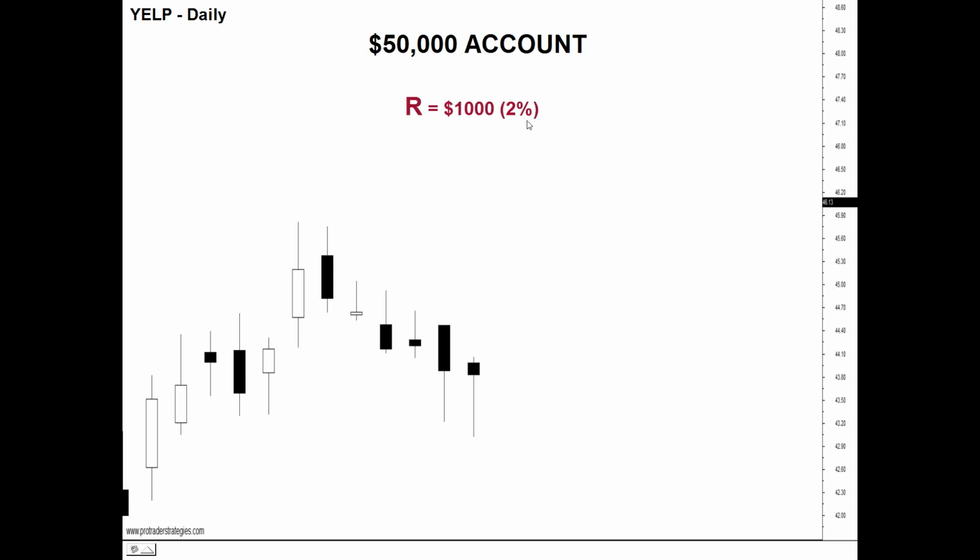All right, so now we have to figure out what P is. If we're going to be entering here, where do we want to place our stop? Well, our stop would be, let's say, right here on the low. Okay, so how many points is that? It comes out to 1.10 points. All right, so that's P. P equals 1.10. All right, so we have R and we have P.